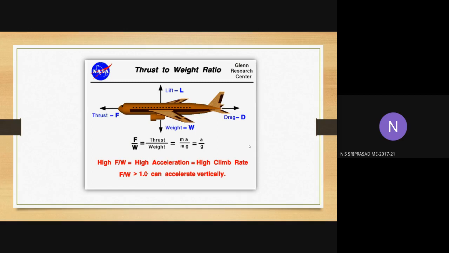Okay. So again, this is a figure which represents that. Since the mass will get cancelled, because force is thrust, the rate of change of momentum, right? So you have force is mass into acceleration. Mass will be cancelled here, and weight is mass into gravity. Mass will be cancelled here. So you have only acceleration to gravity. That is the basic thrust to weight ratio.